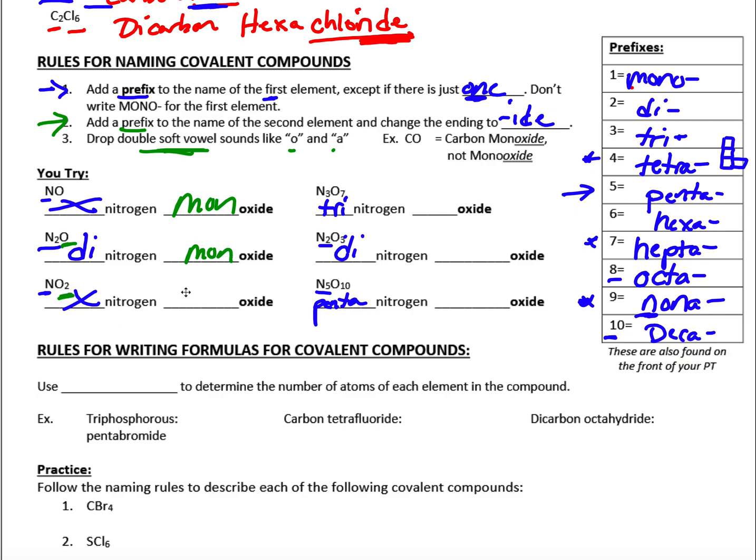But the next one, there's two oxygens, so it's dioxide. So nitrogen dioxide. The next one, there's 7 oxygens. 7 is hepta. So we write hept, and we drop that extra A, heptoxide. The next one, there's 3 oxygens. You know 3 is trioxide. So dinitrogen trioxide. And the last one, 10, is like 10 years, decade. So it's deca, and we drop that A, and we just go right into the oxide, decoxide. Okay.